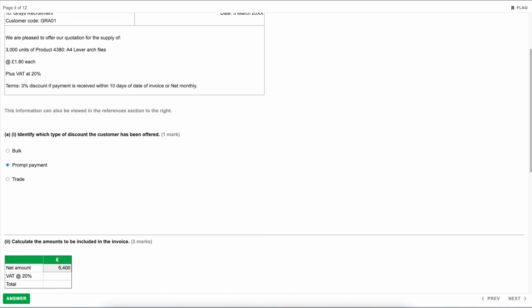The VAT then is at 20%, so all we would do is 5,400 divided by 100 to get 1%, and then multiplied by 20 to get 20%. There are other methods that I'm sure you've come across, but just for argument's sake and the mathematically correct way of doing it, we will divide by 100 times by 20, and that gives you a VAT amount of £1,080.